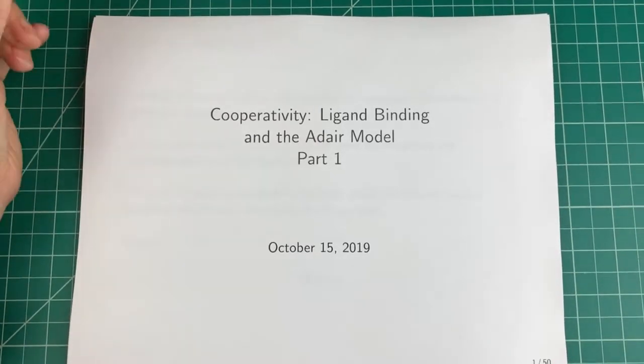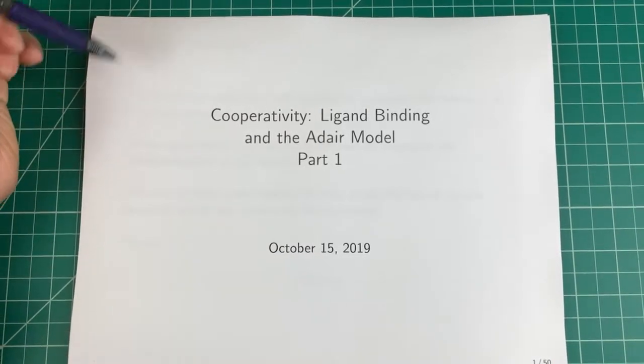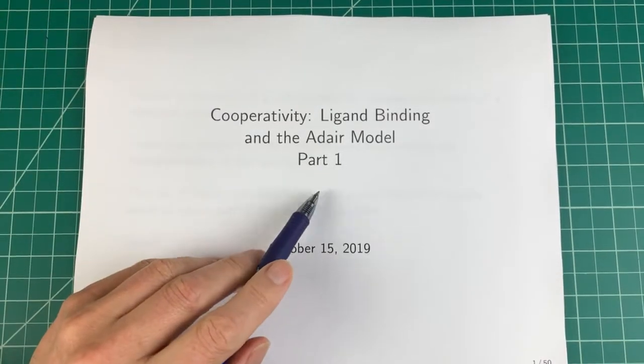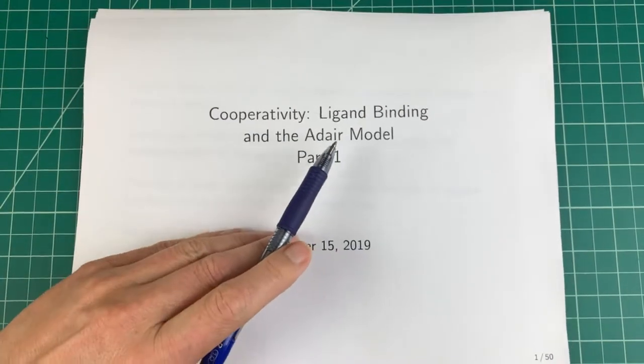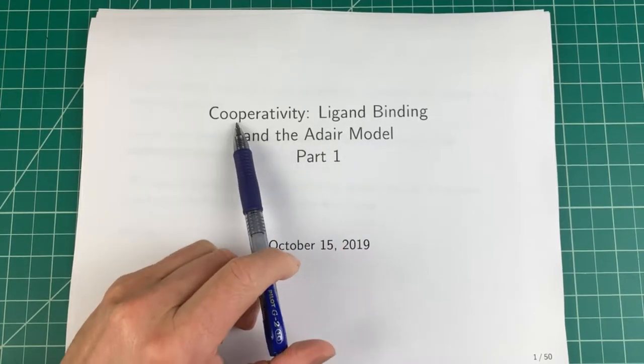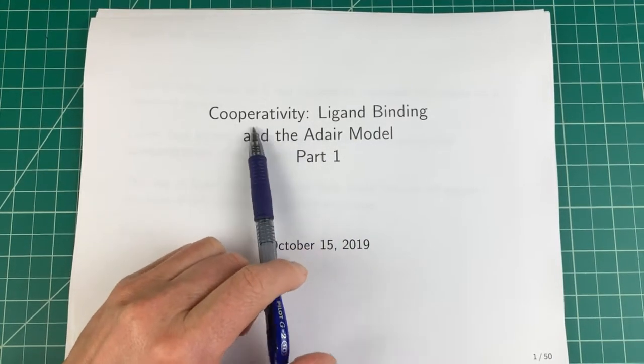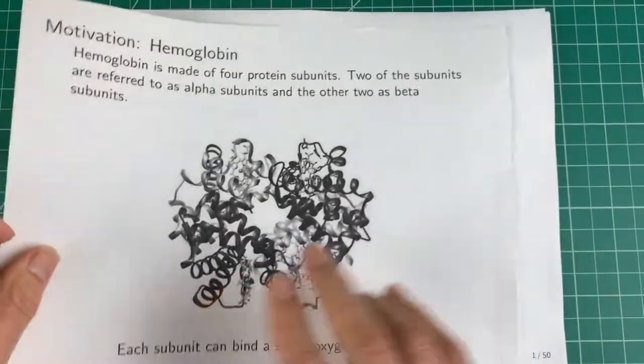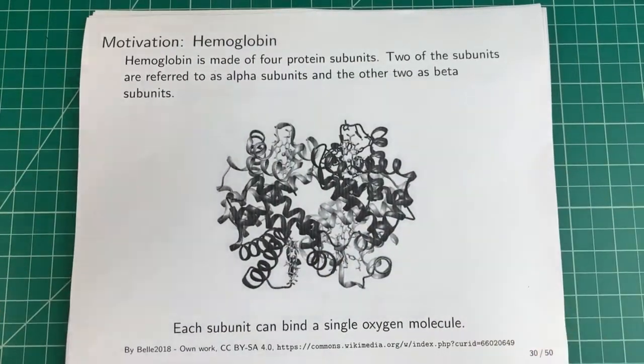Hi, welcome to another tutorial on enzyme kinetics. This one is going to be in two parts. This is part one, and I'm going to start a discussion on ligand binding and the Adair model. So this will involve the idea of cooperativity. So let me motivate this with two slides from part two.